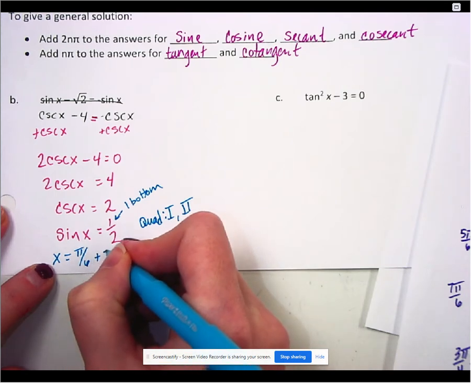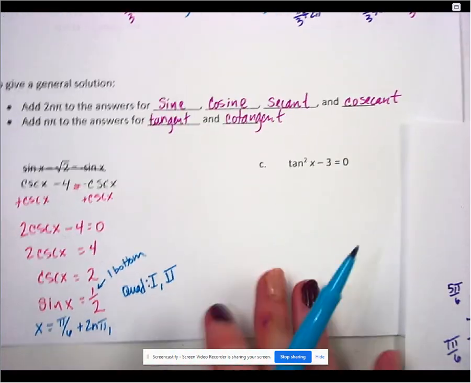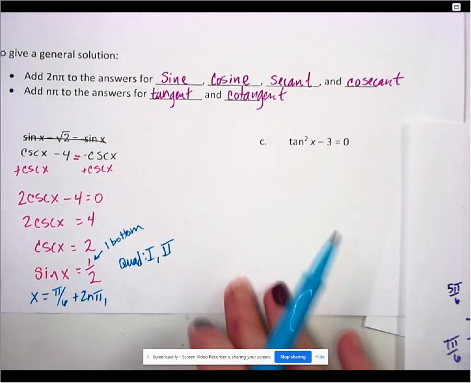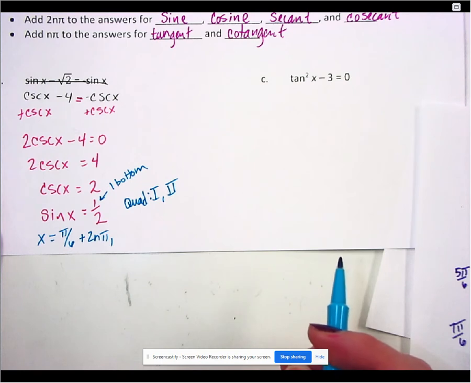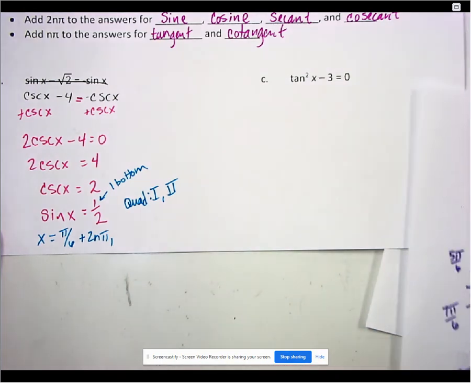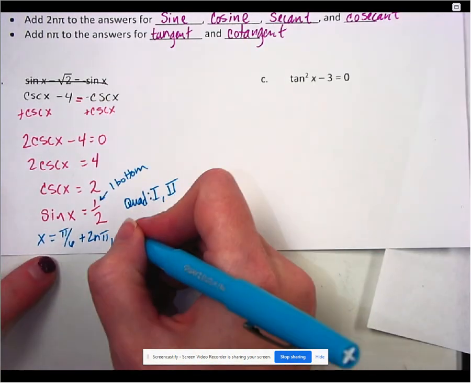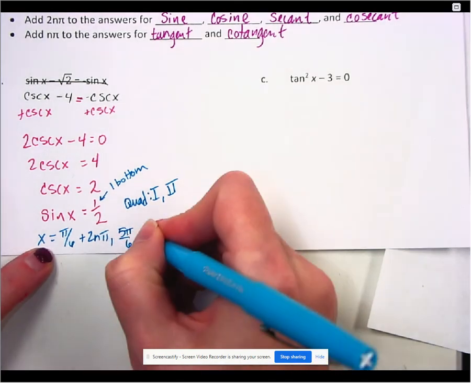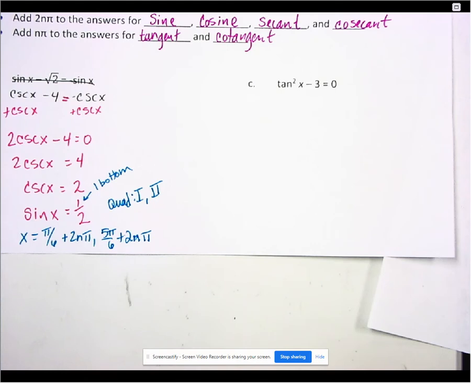Now, because I'm not given an interval to give my answers in, I'm just told to solve. Oh, I never finished that first one. Sorry, I'm just told to solve. I'm going to add 2n pi. All right, and then in quadrant 2, pi over 6 is 5 pi over 6. And I would add 2n pi to that.